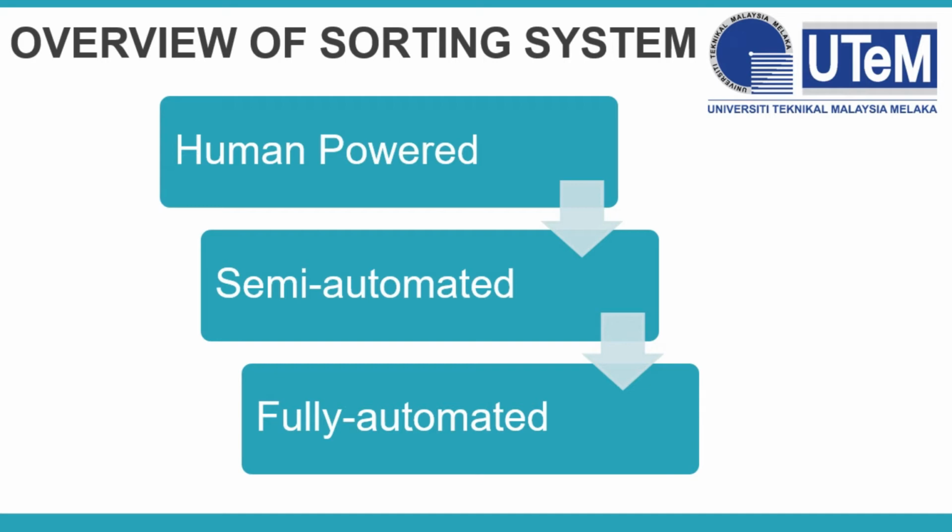The next one is semi-automated. This is a system where the sorting can be done, but still with the help of humans to place the goods manually before the system sorts. Humans have to place the goods one by one to make sure that the system can sort the goods properly. Last but not least is the fully automated system. It is where the sorting is fully done by the machine. The advantage of a fully automated system is the machine can sort a lot of goods at the same time without needing humans to place the goods one by one.